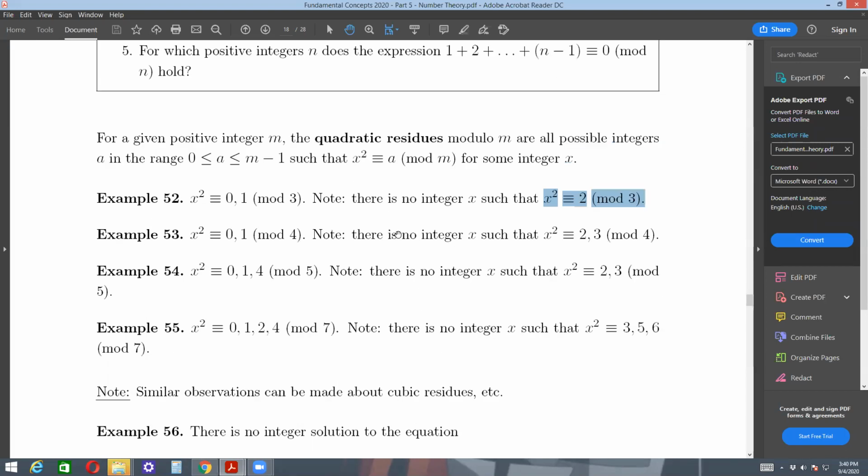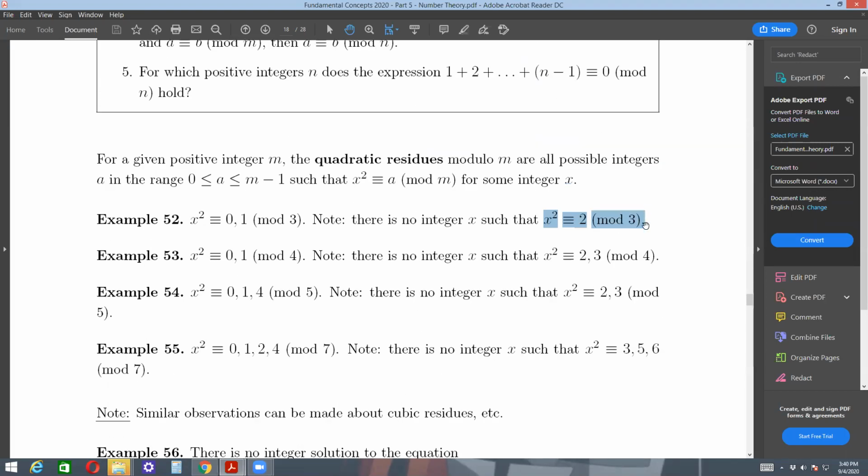So if you get an equation that has something like a squared is equal to 3x plus 2, then that doesn't have any solution, because that would mean a squared would have to be congruent to 2 mod 3. There's an example that uses mod 4 that I'll show you.